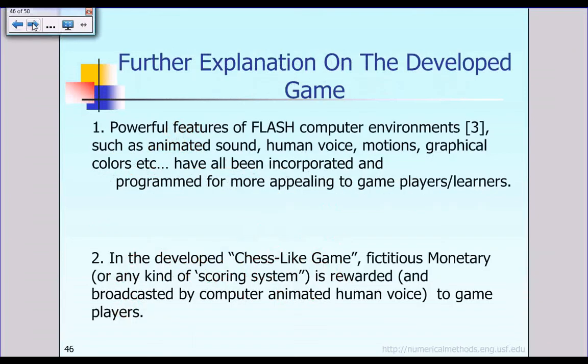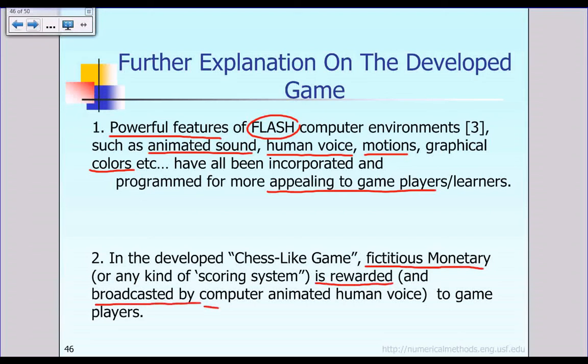And when we explain about this one, we use a game development. We use a powerful feature offered by the Flash computer environment to take advantage of animated sound, human voice, motion, graphical color, animation, in order to be more appealing to the game player or the student. In the developed chess-like game that I just described to you, some sort of a fictitious monetary reward or game score is rewarded. The rewarded amount of money will be broadcast by computer-animated human voice to the game player.